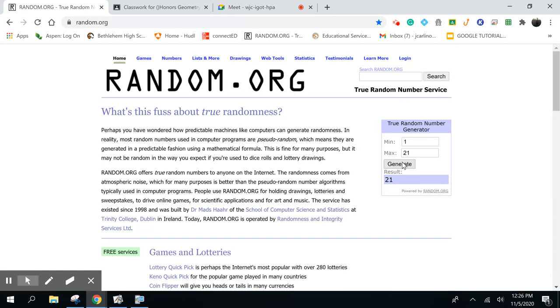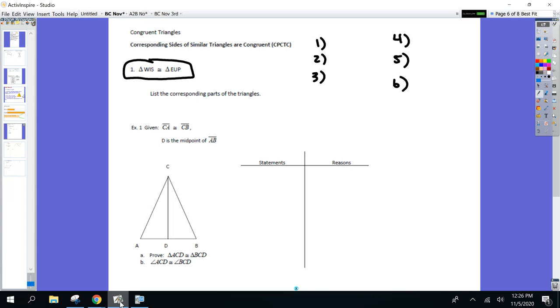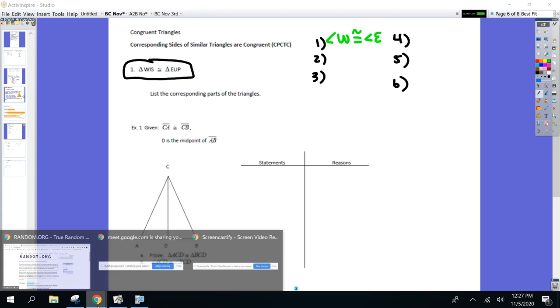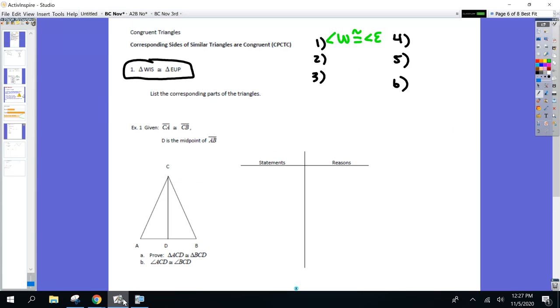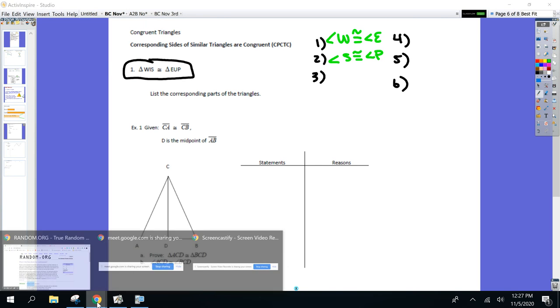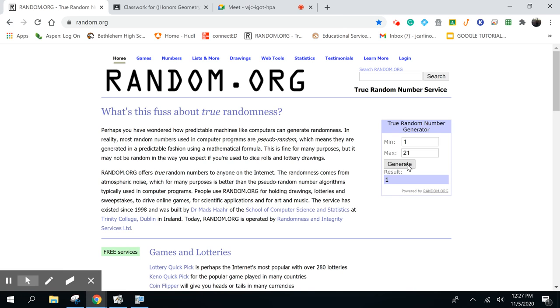Let's roll. Quinn, can you give me 1 true fact? Angle W is congruent to angle E. Yes, it is. If the triangles are congruent, so are those 2 angles. Good start, Quinn. Now some of your classmates know where to go from here. Quinn, how about another one? Angle P is congruent to angle S. Got it. Angle S congruent to angle P. Why? Because the triangles are congruent.